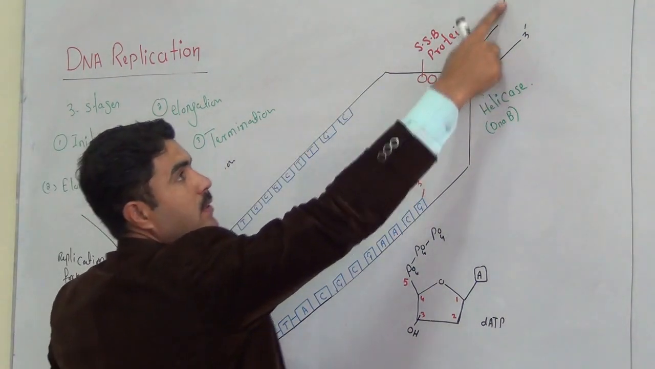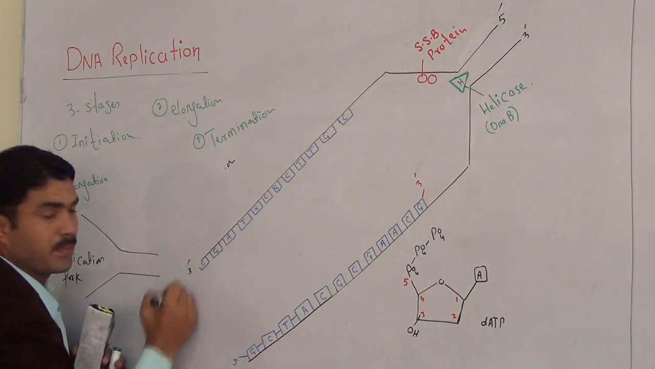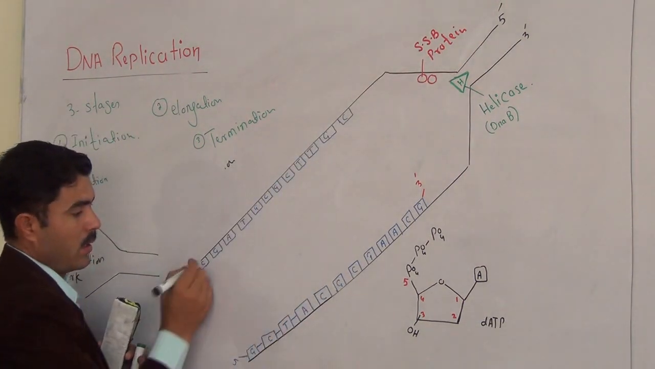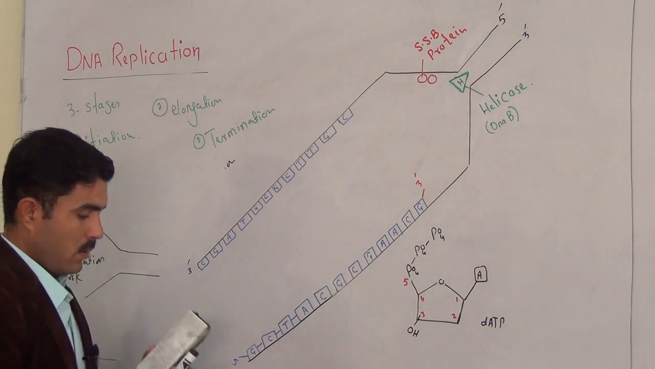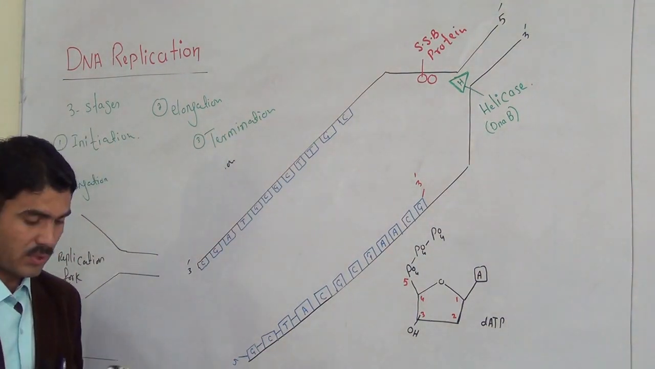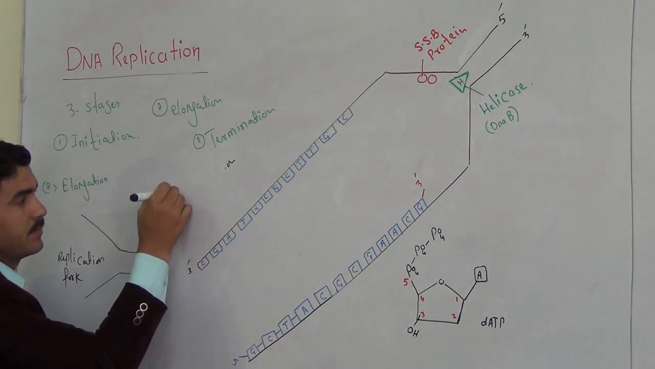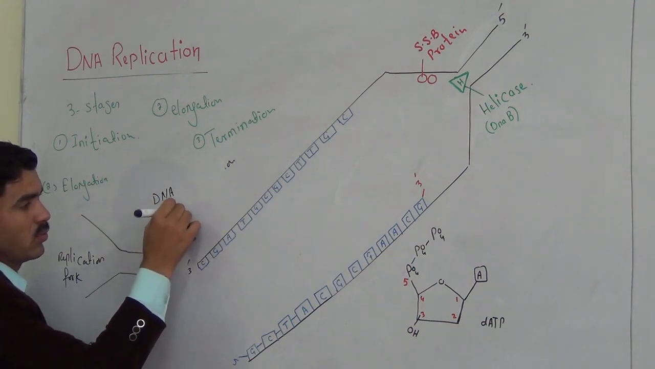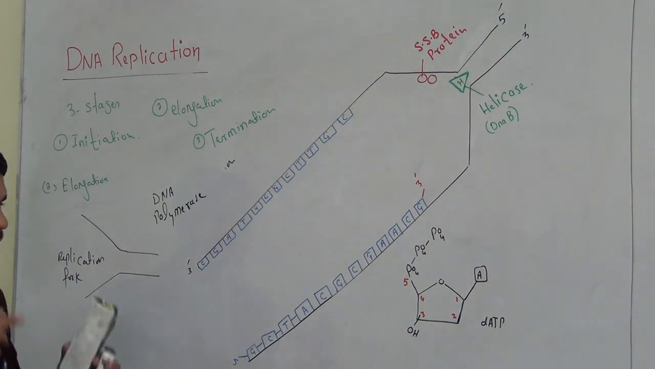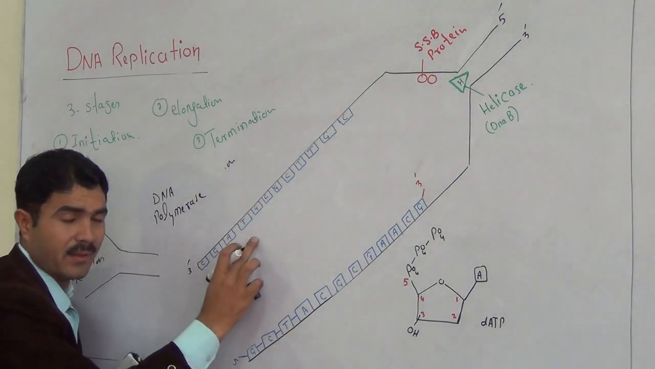If it is 5 prime, look at that, then this is 3 prime, you know very well. If it is 3 prime, then this is the 5 prime. Okay, now an enzyme will come which is called the DNA polymerase. This is the most important enzyme that will add a new nucleotide to this strand, and it will make another new strand.